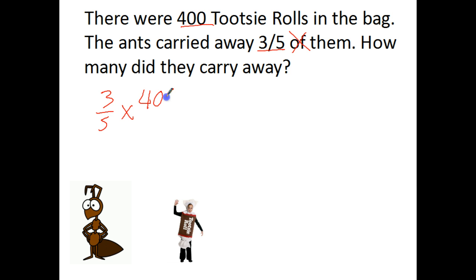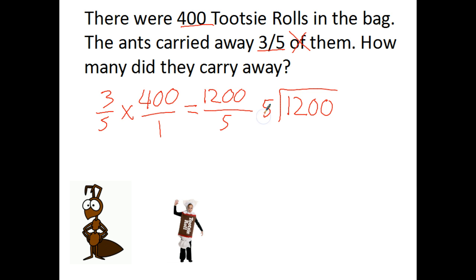3/5 of 400. Step 1, get my 1 under there. 3 times 400. Well, that's 3 times 4 with 2 zeros at the end. So I got 1200. 5 times 1 equals 5. So now I'm doing 1200, or 1200 if you like to call it that way, divided by 5. No 5s in 1. How many 5s in 12? 2 of them. Would be 10. I subtract, I got a 2.